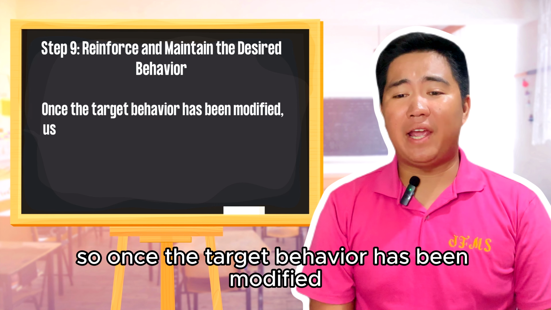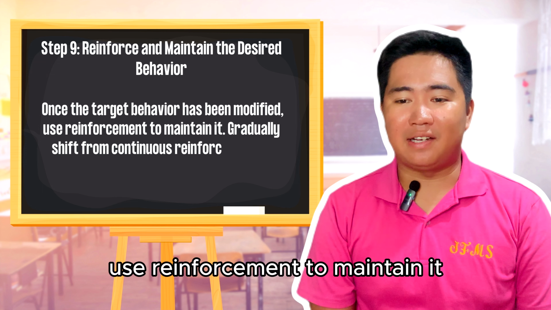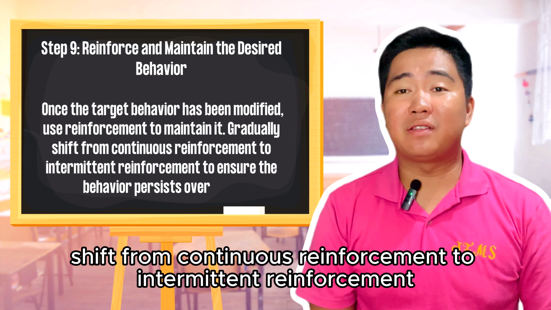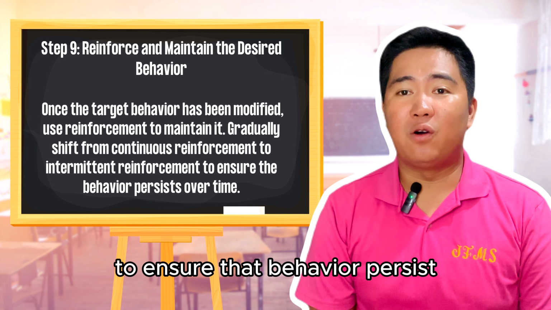Step 9, reinforce and maintain the desired behavior. Once the target behavior has been modified, use reinforcement to maintain it. Gradually shift from continuous reinforcement to intermittent reinforcement to ensure that the behavior persists over time.